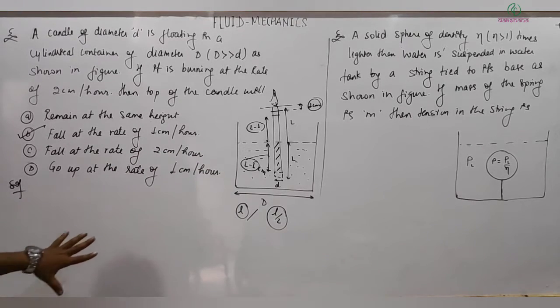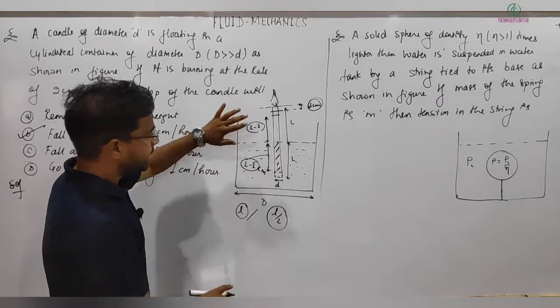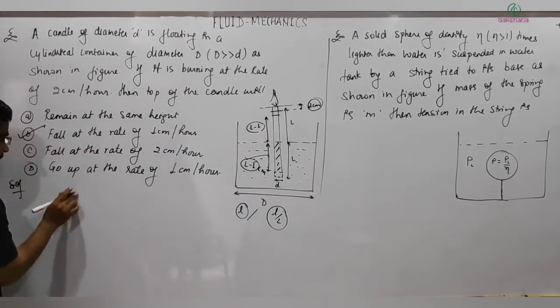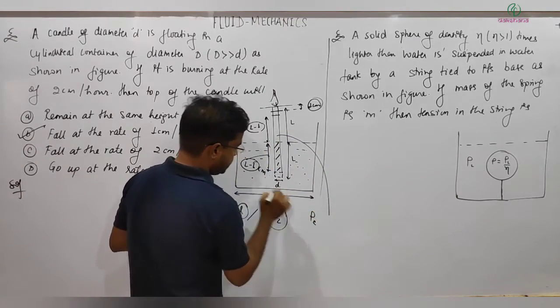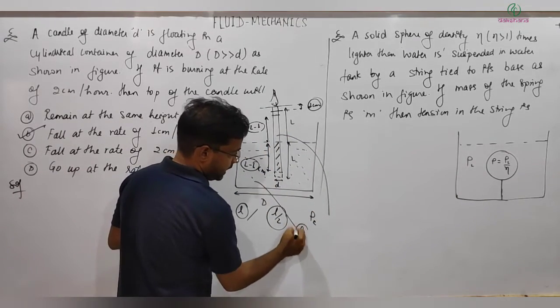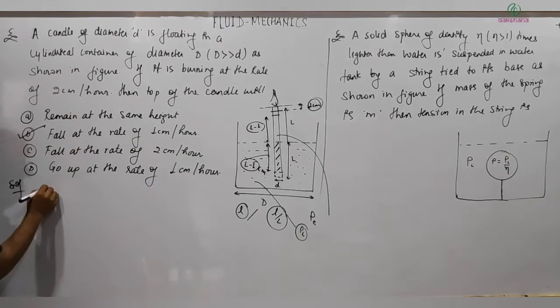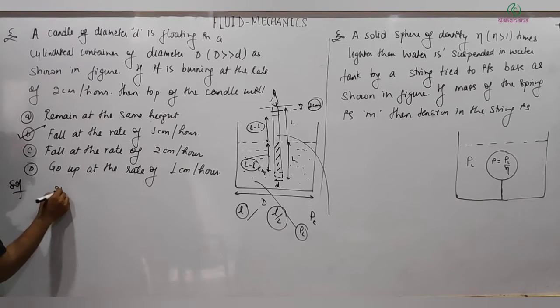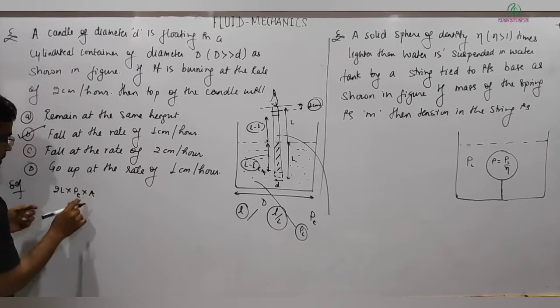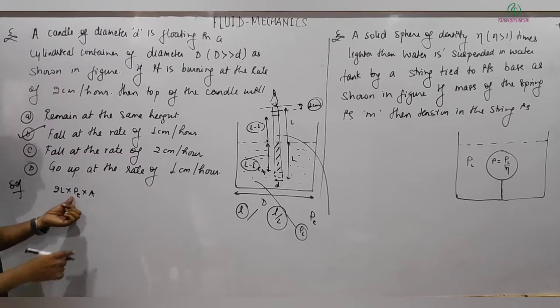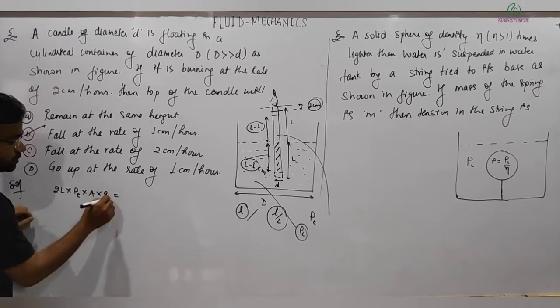This can be shown mathematically also. So let's say, initial situation, I know what is happening. Initial situation, let's say the density of the candle is rho c, and the density of the liquid is rho l. Then what I can write: the total weight of the candle is 2l length, multiplied by A, let's say A is the area of cross section. So this is the volume multiplied by density, the mass, into g, the weight.